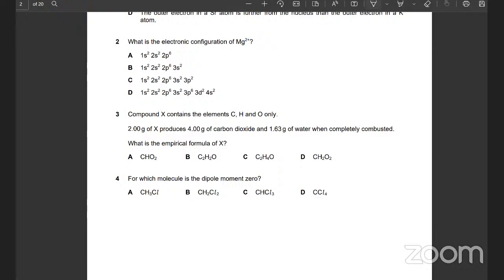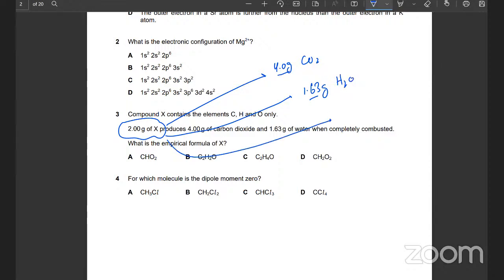So you had 2 grams of X, right? And this X was producing what? 4 grams of carbon dioxide, right? 4 grams of CO2, and it was also producing 1.63 grams of water, right? And you had to figure out the empirical formula. And you had no idea what the third thing was. So the compound had 3 things. It had carbon, hydrogen, and oxygen.